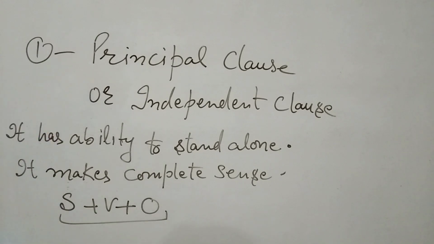Principal clause is also known as independent clause. Why is it called independent clause? Because it does not depend upon any other part of the main sentence. It has the ability to stand alone, meaning it is a complete sentence in itself. It makes complete sense. I mean to say that you get full understanding of what the student or writer wants to say. It has a subject, its own verb, its own object, and it is a simple sentence which has complete sense to inform the message of the sentence to the reader.